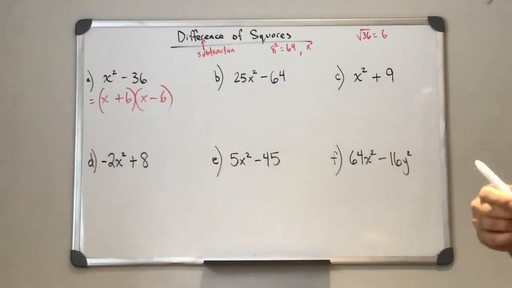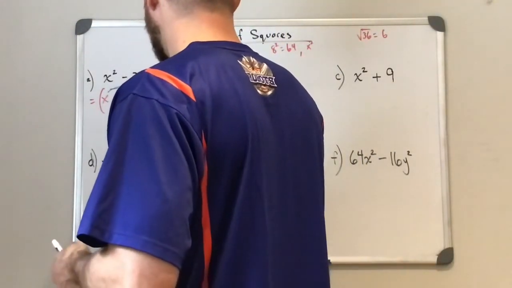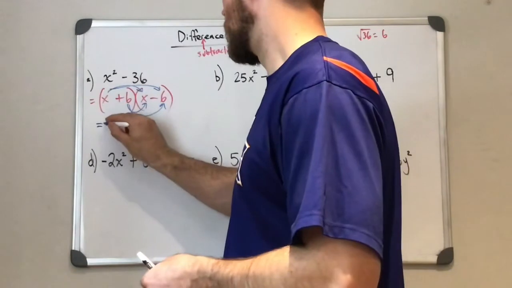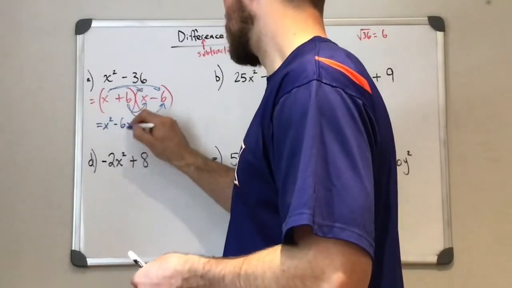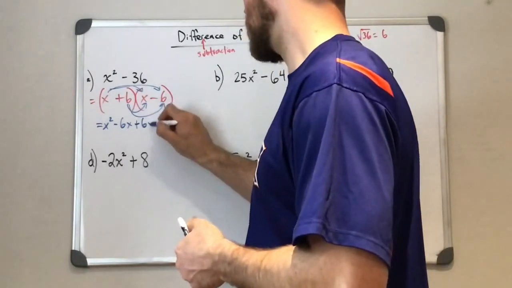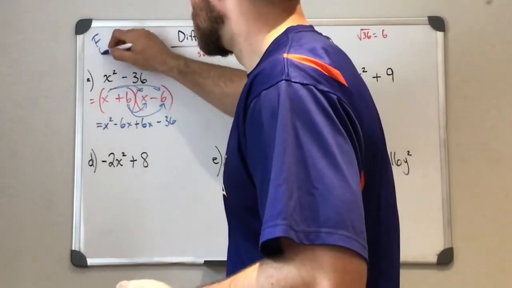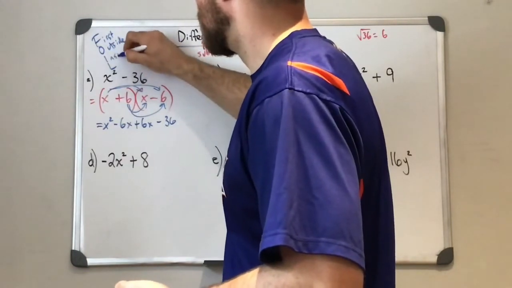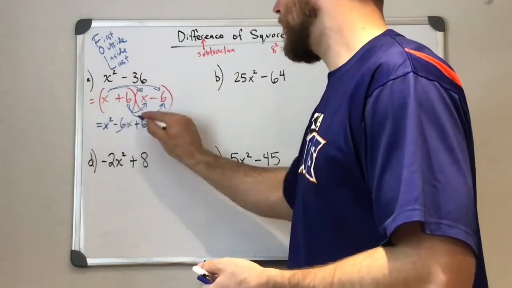So we can check by expanding. I'm going to show using our FOIL method here. In FOIL, we multiply our first by our first, so that's x squared, then our first by our outsides, so x times negative 6 is negative 6x. Our insides, which is plus 6x, and minus 36. So FOIL was first, outside, inside, and last.